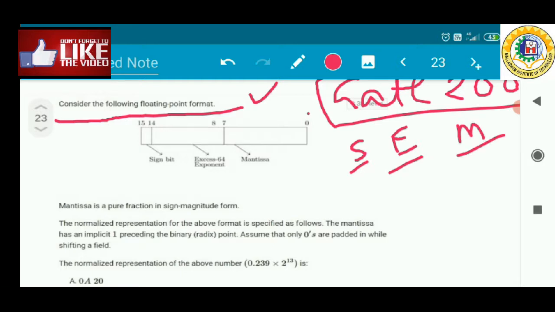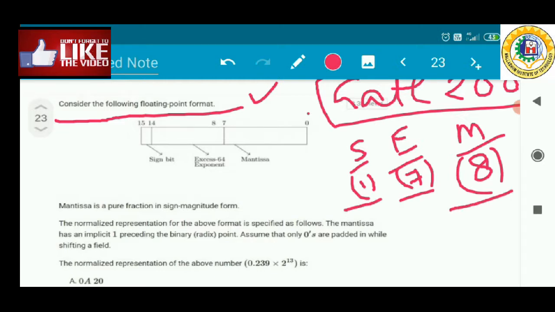Here you can see the sign bit is bit 15, so 1 bit is reserved for the sign. Bits 14 to 8, that means 7 bits, are reserved for the exponent, and the mantissa part is bits 0 to 7, that means 8 bits. These are the reserved bits for the sign, exponent and mantissa. So this is clear. Now it has been said that the mantissa is a pure fraction in sign magnitude form.